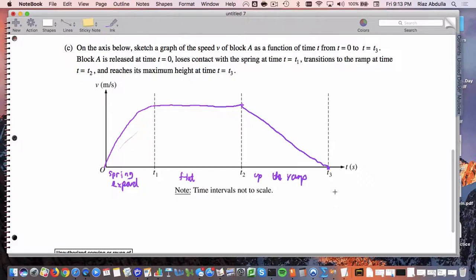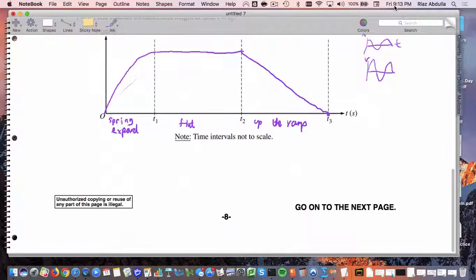Okay. Another way to think about it is if you remember Hooke's law, if you have x versus t for a spring, it's a cosine for the position, and for the velocity, it's a sine wave. So you get a little bit part of that sine wave speed right there as it expands.